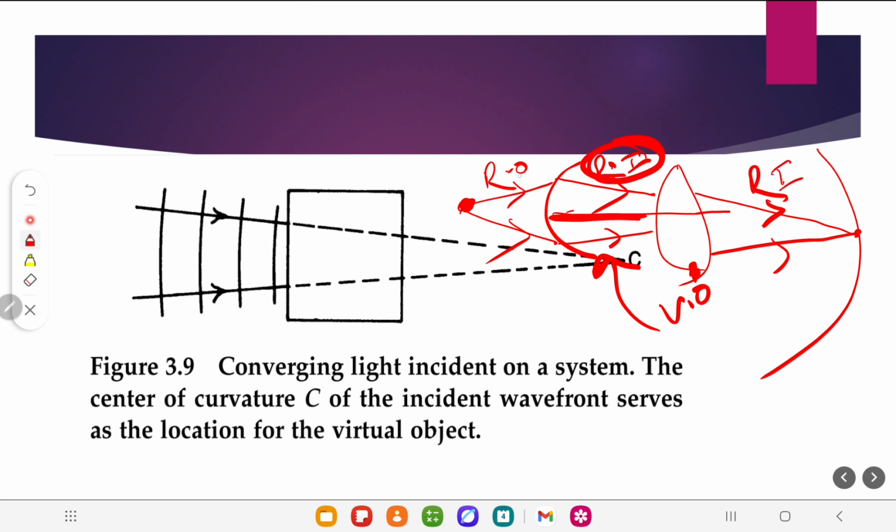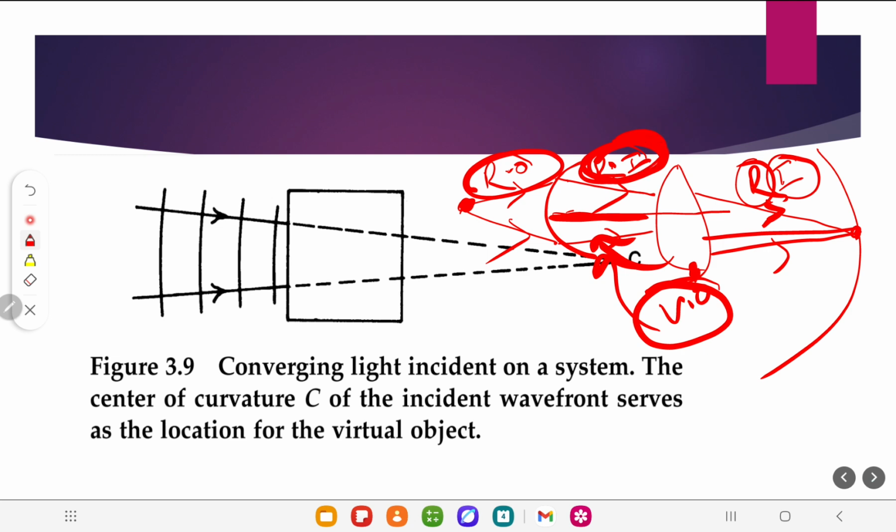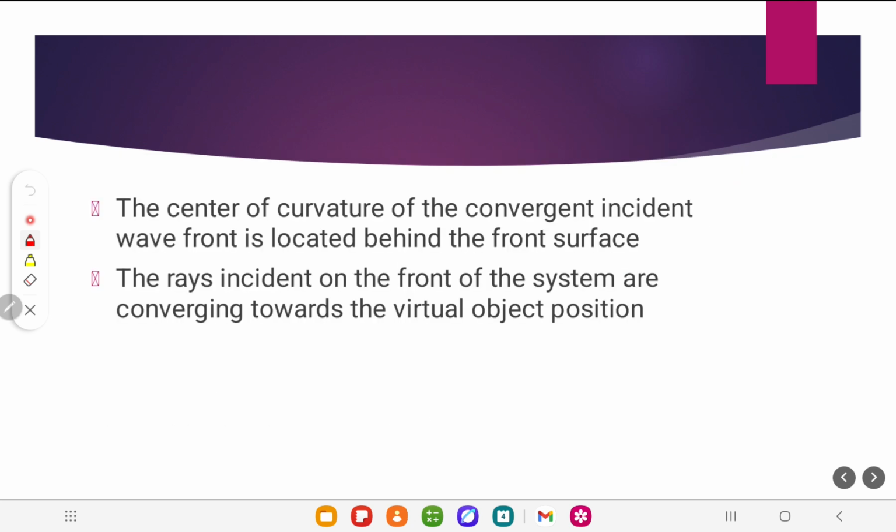So in our eye, a real object forms a real image, and the real image of the cornea acts as a virtual object for the lens, because for the lens the object space light comes converging, and it further converges to the retina. Whenever the image space light is converging, converging light makes a real image. So that's how it works in our eye. The real image of one system acts as a virtual object of another system. So it's simple.